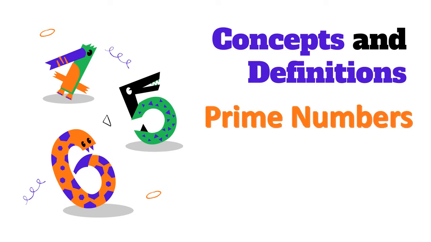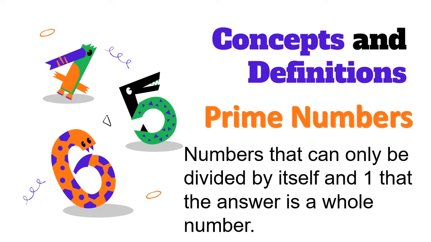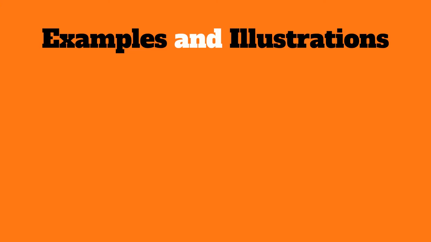First, we have the prime numbers. What are prime numbers? These are numbers that can only be divided by itself and 1, that the answer is a whole number. In short, ang factors lang nung number na to ay yung sarili niya at 1. Di ba ang reverse naman ng division ay multiplication? Let us have an example. Ayan, para mas maintindihan nyo.